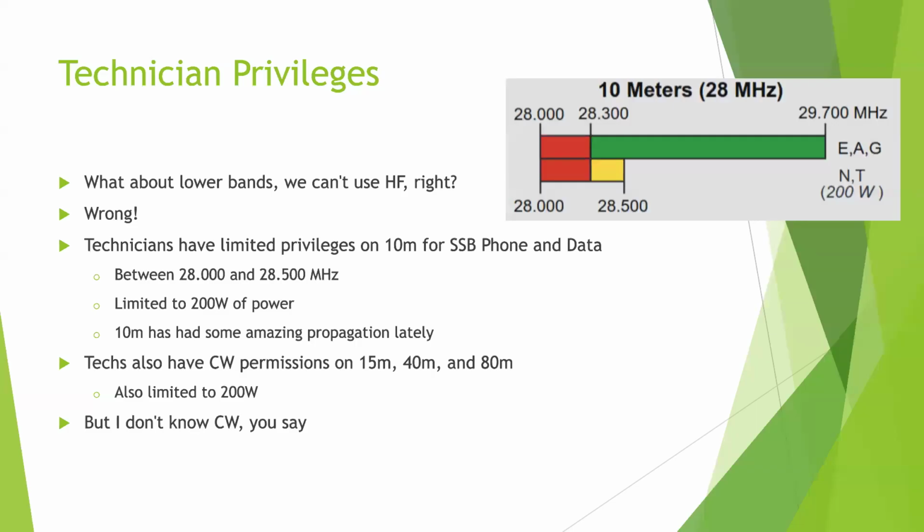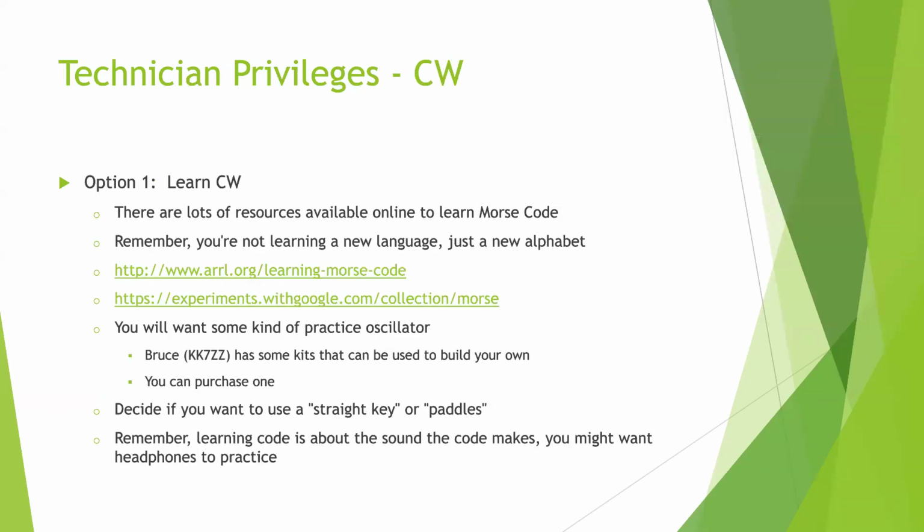And so you say, well, I don't know CW. Well, that can be remedied. You can learn CW, okay? It's not that hard to learn. There are plenty of resources available online to learn Morse code. One thing to think about, it's not a new language. You're just learning a new alphabet for the language that you already know, okay? It's still English. The words are all the same. The grammar is the same.